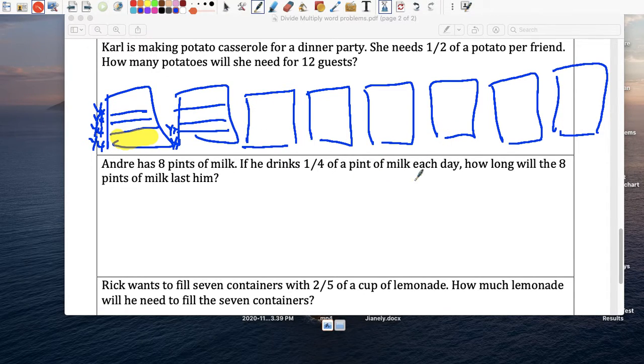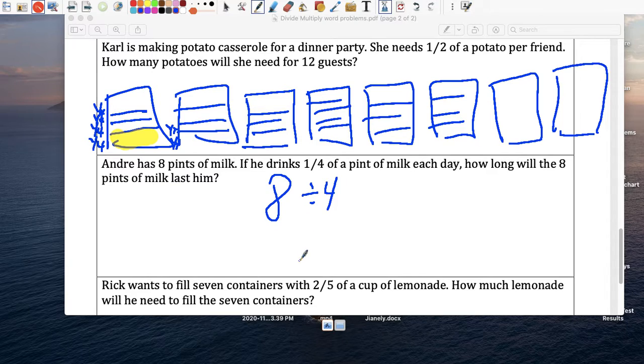So every day. How many days is it going to take for him to drink todo eso? ¿Cuántos días va a durar para beber todo eso? You know, how many 1/4? There's 4 1/4, right? How many 1/4 existen aquí? ¿Cuántos 1/4 existen aquí en total? So, it's a division problem.